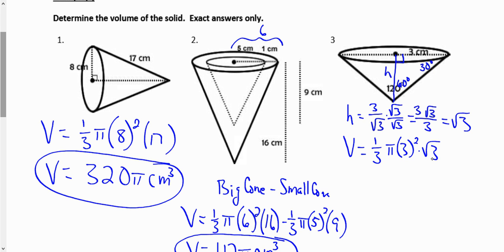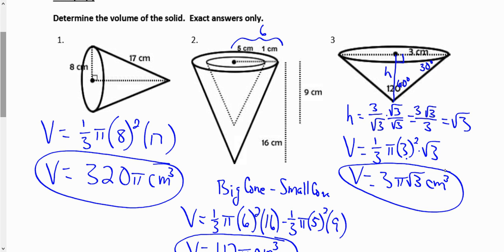Let's not even get your calculator, right? What's 3 squared? 9. What's 1/3 of 9? So 3 pi square root of 3 cubic centimeters. You good on that one? Okay. A little bit more, you had to pull in some tools we've learned, right? But I told you that's the case, okay?